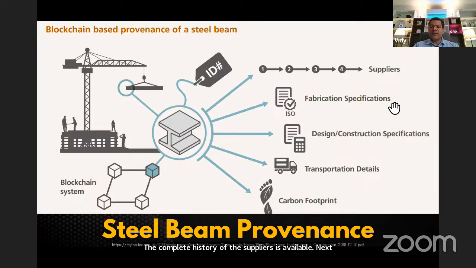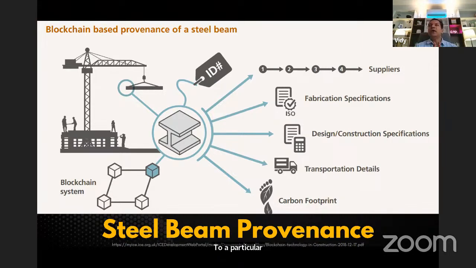Next, fabrication specification. I told you about the mold that was used to manufacture this. So there are proper fabrication specifications. What that means is how was this fabricated or manufactured? Those details, those documents, those designs, those criteria, are all also uploaded on the blockchain. Similarly, design and construction specification, transportation details, all this information that is related to a particular steel beam or I-beam is recorded on the blockchain.